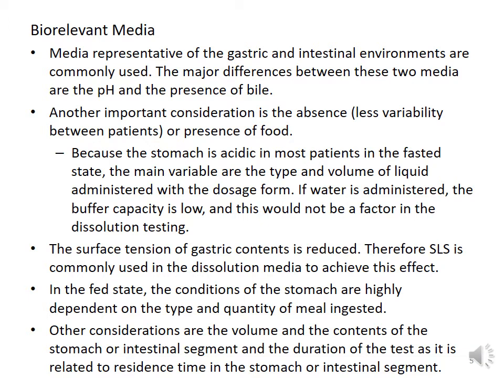Simulated intestinal fluid is described also in the Pharmacopeia as 0.05 molar buffer solution containing potassium dihydrogen phosphate. The pH of this buffer is 6.8 and falls within the range of normal intestinal pH. Pancreatin may also be added if a more biorelevant form of the medium is required.